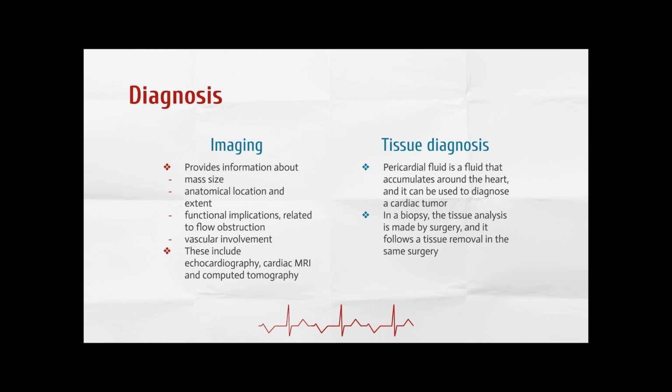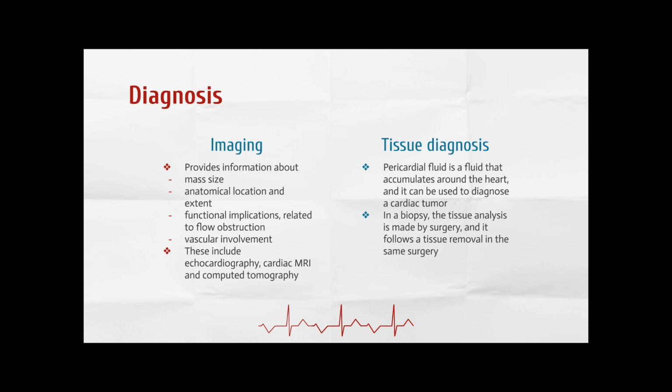So there's a pericardial fluid, which is a fluid that accumulates around the heart, and it can be used to diagnose a cardiac tumor. And when you have cancer, a really common way of seeing and examining it is through a biopsy, but in the heart it's really hard because it's always pumping. And so a biopsy can be done, but it has to be made by surgery, and then the tissue removal has to follow it in the same surgery. So it does not come as often as you would see it in other types of cancer. So now let's talk about treatments.